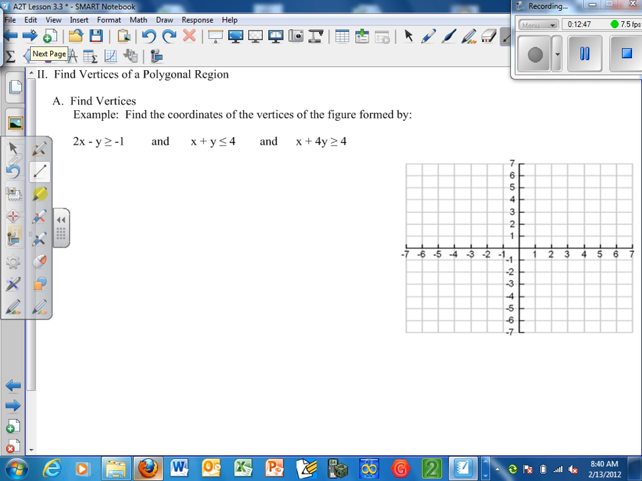All right, find the vertices of a polygonal region. This kind of leads into what you're going to see in the next lesson with linear programming. But I have three inequalities. So we're going to do the same thing. Notice these we have to solve for y. So you need to solve for y on all of these. Get them in slope-intercept form.